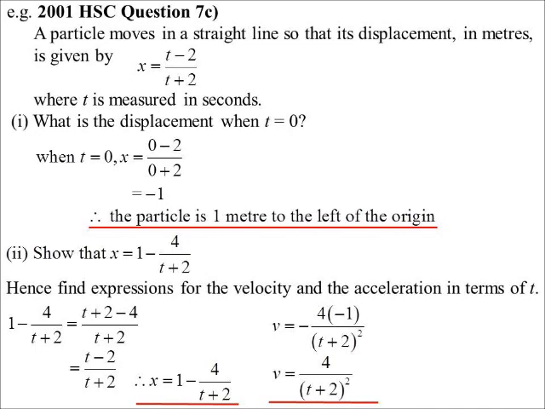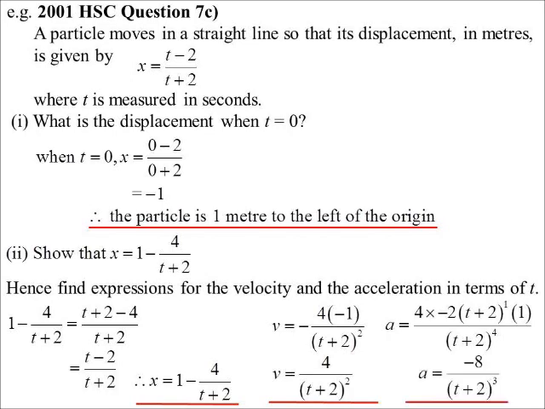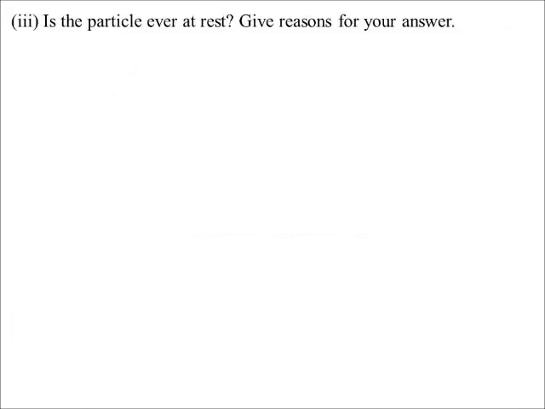I can also use the reciprocal rule to find acceleration now, minus the derivative on the function squared. Or of course you could just put it in index form, you can do it that way as well. We get minus 8 on t plus 2 cubed. Okay. Is the particle ever at rest? And I know you love these sort of questions. Give reasons. Explain why.